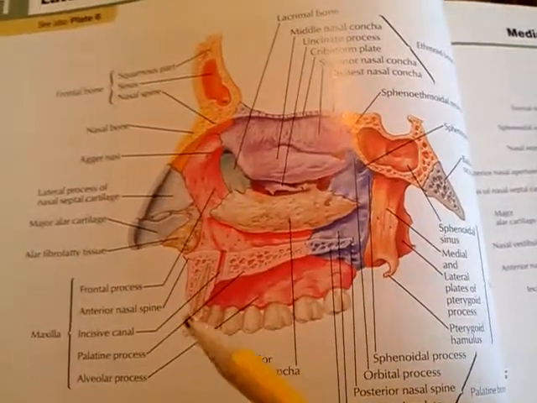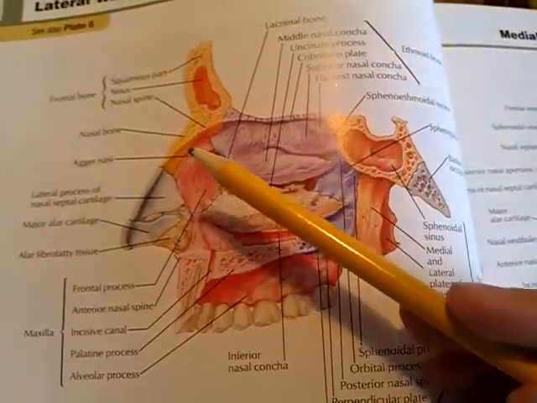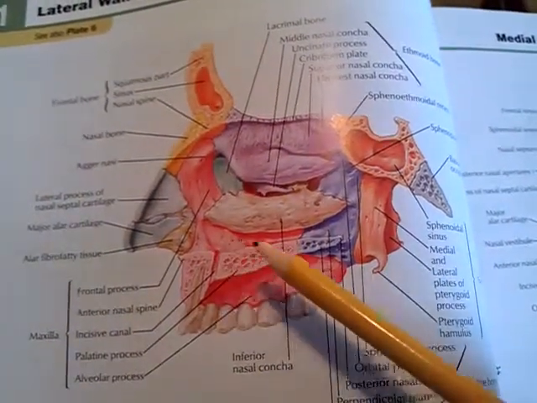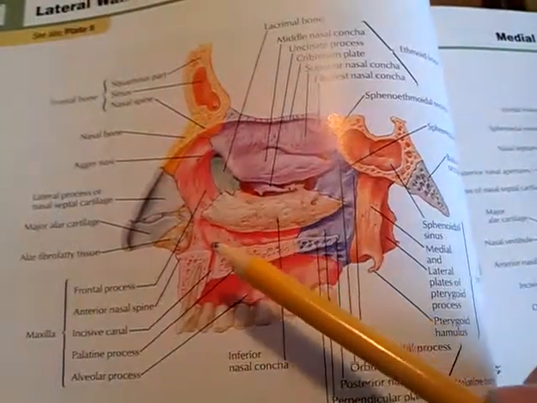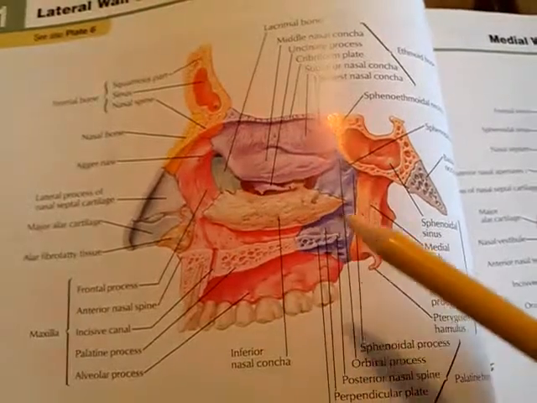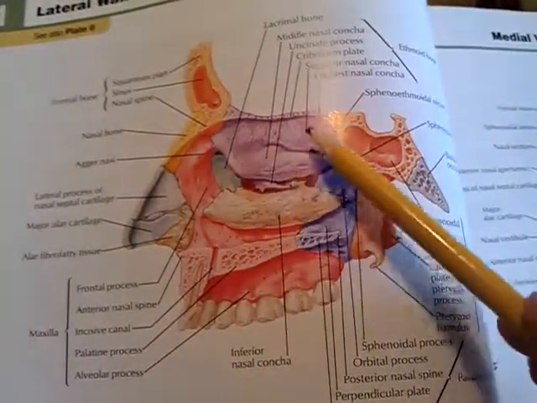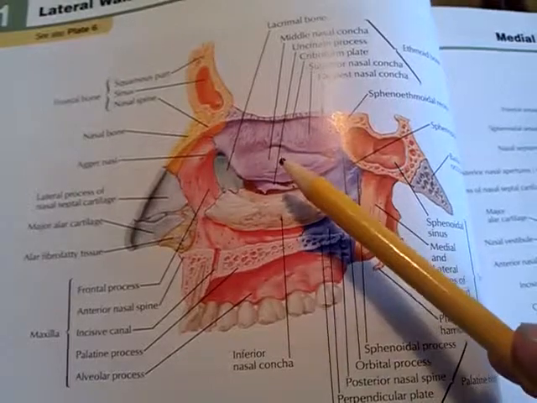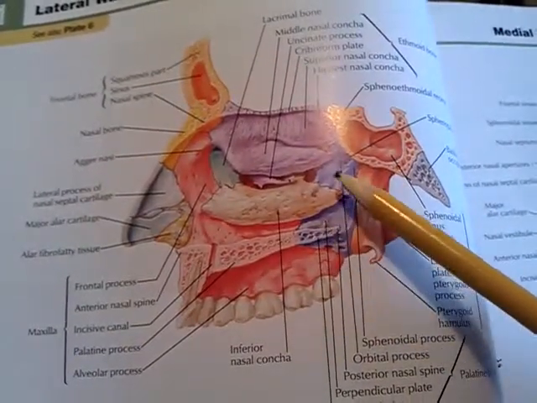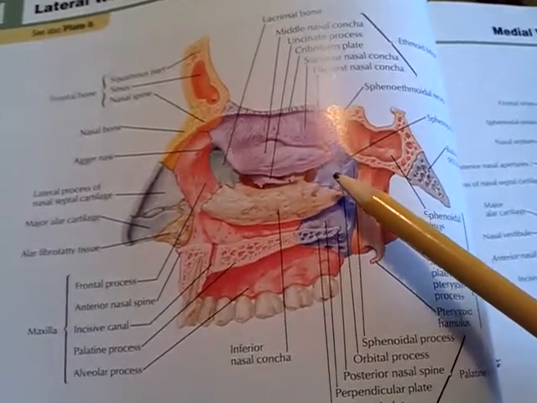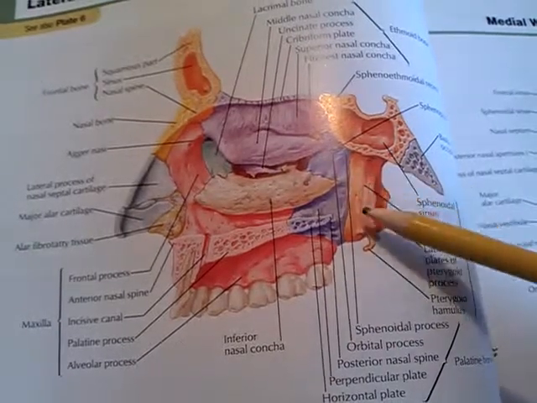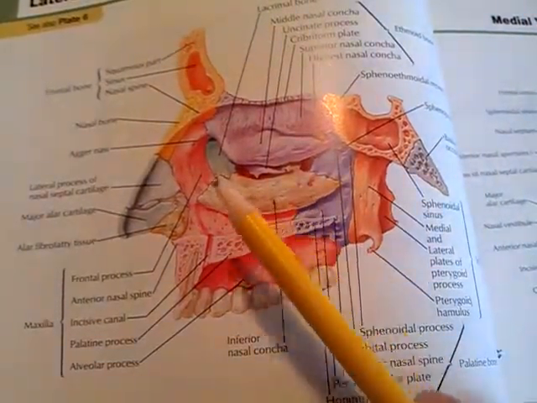The lateral wall is made up of nasal bone, lacrimal bone, the nasal surface of the body of maxilla, and the frontal process of maxilla, the medial plate of ethmoid bone, the perpendicular plate of palatine bone, and the medial plate of pterygoid process of sphenoid bone, and also inferior nasal concha.